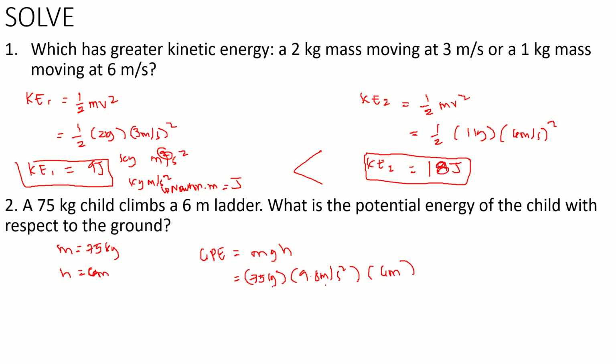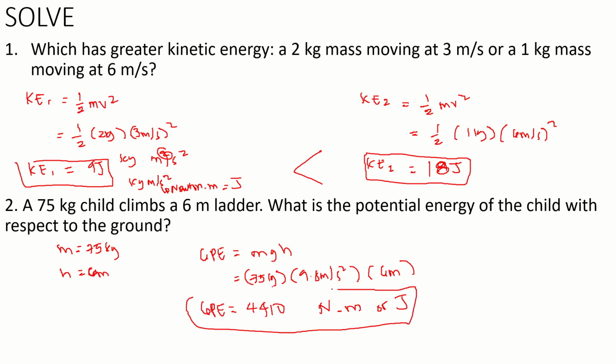Here, you see this, kilogram meter per second squared is newton times meter. So, it's still joules. So, multiplying everything, you'll be having 4,410 for your potential energy or GPE. Newton meter or joules. So, very easy. So, this is just to refresh you of how to solve your kinetic energy and your potential energy.